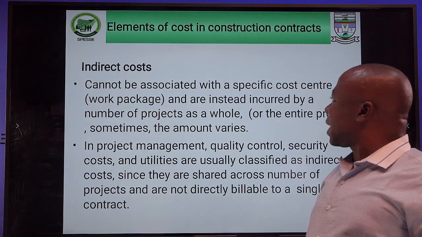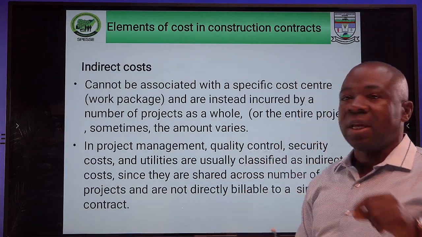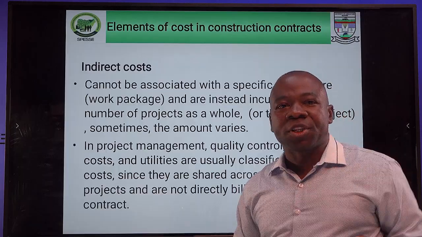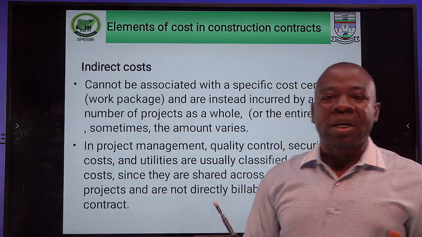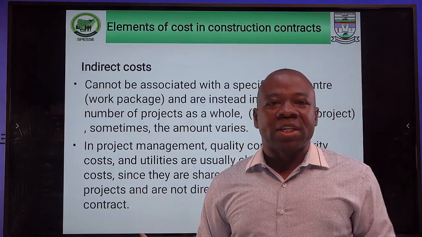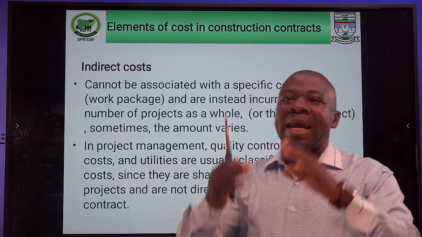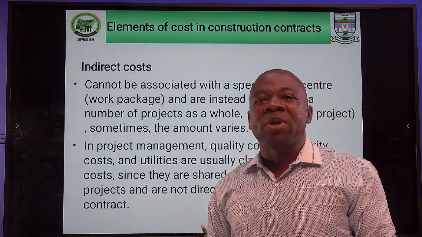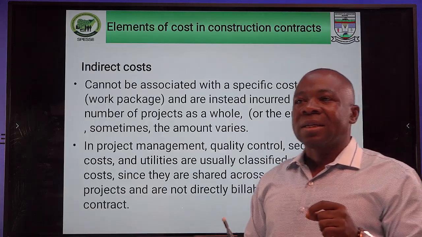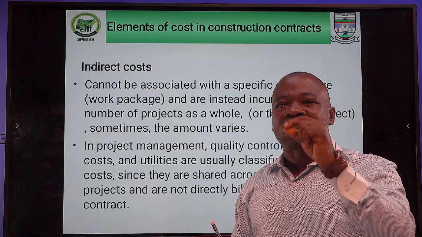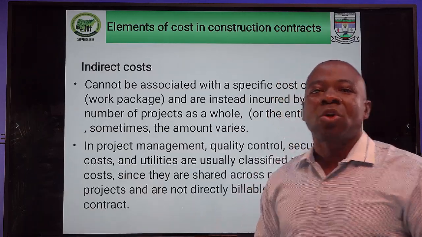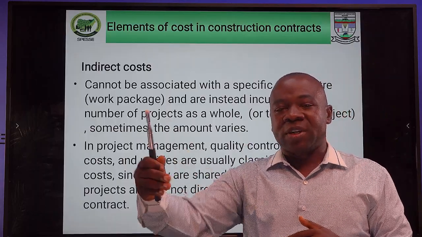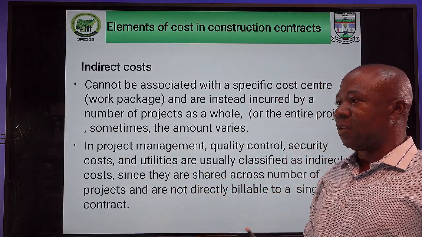The indirect ones cannot be associated with specific cost elements. For instance, the issue of security. If we have security stationed in an organization, they are securing the entire organization. But if you look at a particular product being produced by that organization, you may hardly get the exact amount you should apportion to the security that is also overseeing the activities of that organization at the end of the day.